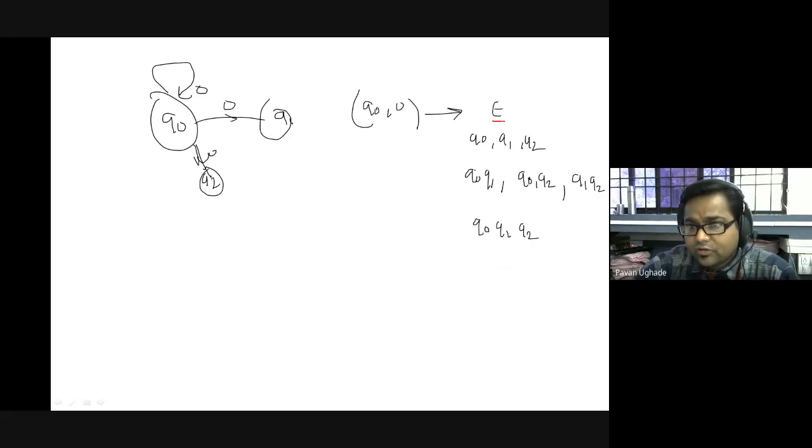Okay. So one of them is it may not go to anybody. There is a possibility that it may go to q0 only, or q1 only, or q2 only. There is a possibility that it may have a transition over both q0 q1, or q0 q2, or q1 q2. And there may be a possibility that it may have a transition over q0 q1 q2. So total possibilities are 1 2 3 4 5 6 7 8, that is 2 raised to power 3 equals 8.